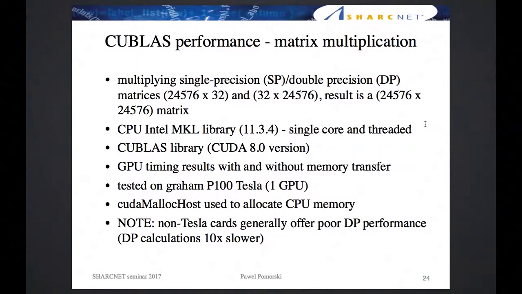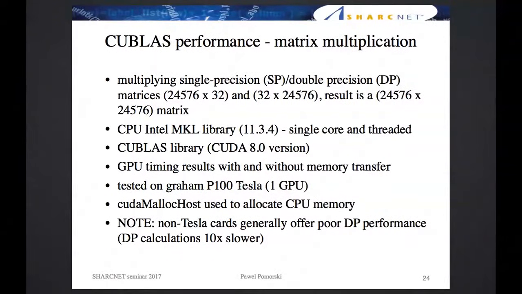So for comparison, I did a pure CPU calculation using the MKL library, both single core and threaded. And for the GPU calculation, I used the cuBLAS library, cuBLAS version 8.0. And I'm going to show you the results both with and without the cost of transferring the memory between the GPU and the CPU so that you can see how much that matters. This was tested on Graham on a single P100 GPU. And in contrast to the code which I have shown you, I have used CUDA malloc host to allocate the host memory. So I'm using the most efficient way to allocate the host memory.